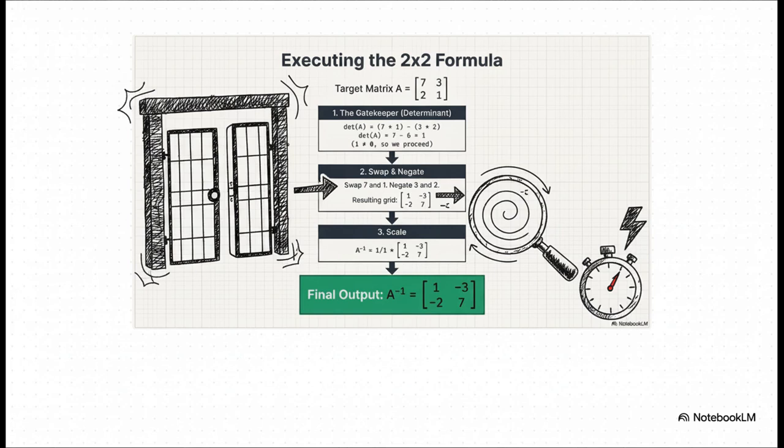Let's run a quick example through the machine. Step 1, the gatekeeper test. The determinant is 1, not 0, so we're good. Step 2, swap and negate. The 7 and the 1 swap places, and the 3 and 2 become negative. Easy. Step 3, scale. We multiply by 1 over the determinant, which is just 1, so the matrix doesn't even change. And there you have it, the final product, our inverse matrix, assembled in just a few seconds.